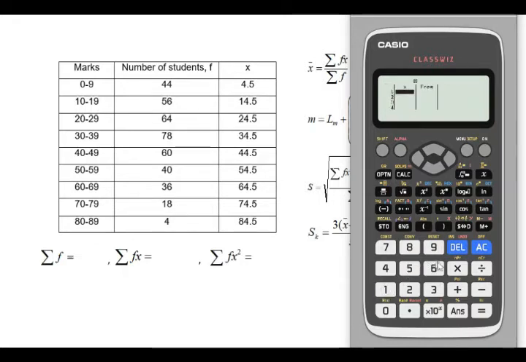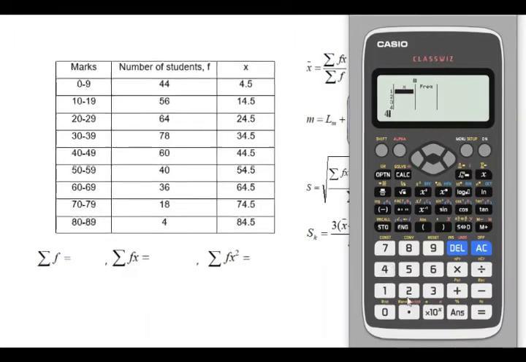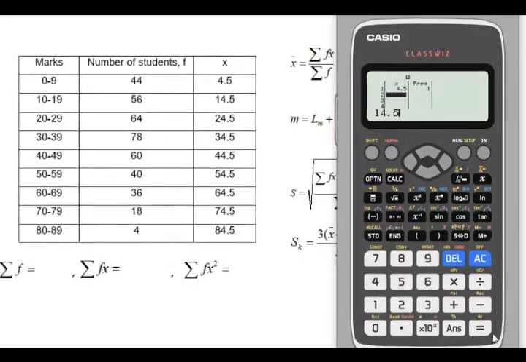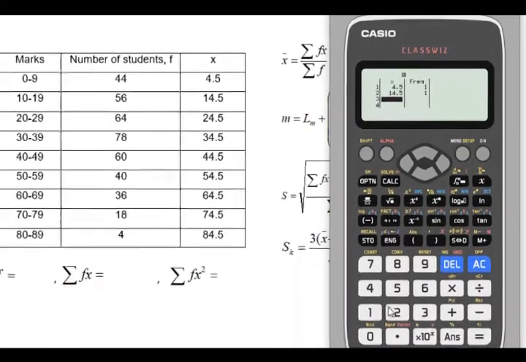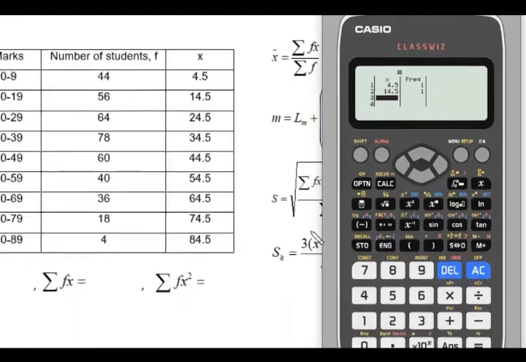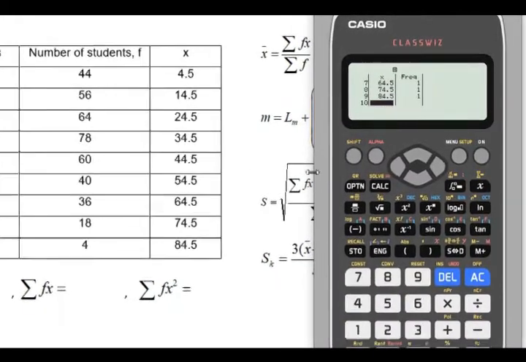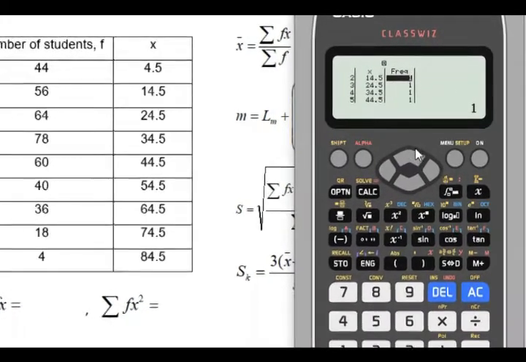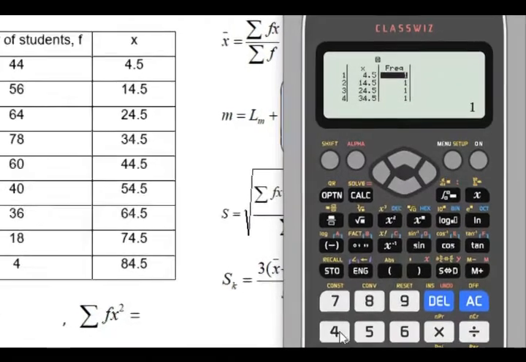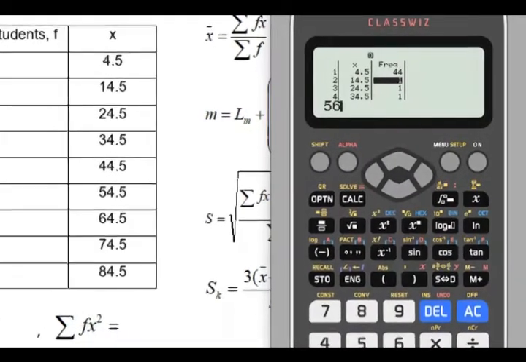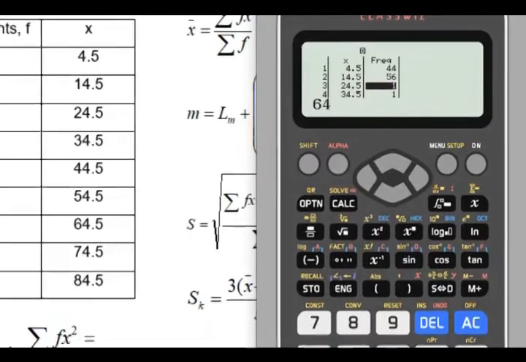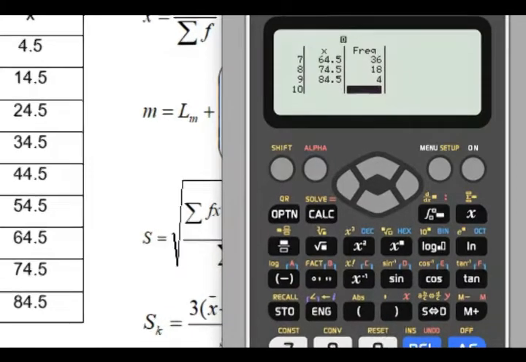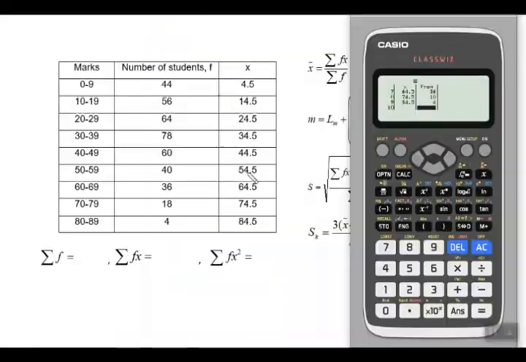Now enter the midpoints. Start with 4.5, equals, 14.5, equals. Carry on this process until we finish all the midpoints. We have entered all the midpoints. Now move to the frequency column. Start with 44 students, 56 students, 64 students, and carry on until we complete all the frequencies. Now we have already entered all the data.